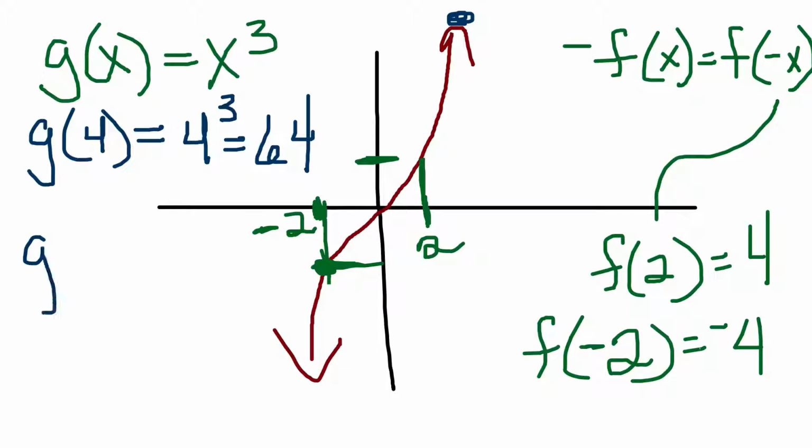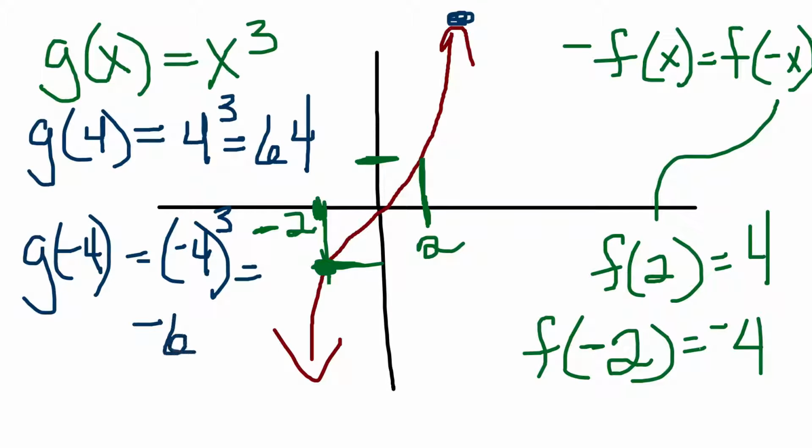Well, let's do g of negative 4. g of negative 4 is going to be negative 4 cubed. That's negative 4 times negative 4 times negative 4, which is going to end up giving me a negative 64. So you see how that satisfies this particular condition. When I plugged in a 4, I got a 64. If I negate that and plug in a negative 4, I get the opposite of this, which is now negative 64. Okay, so those are some properties of functions, specifically our even and odd functions.